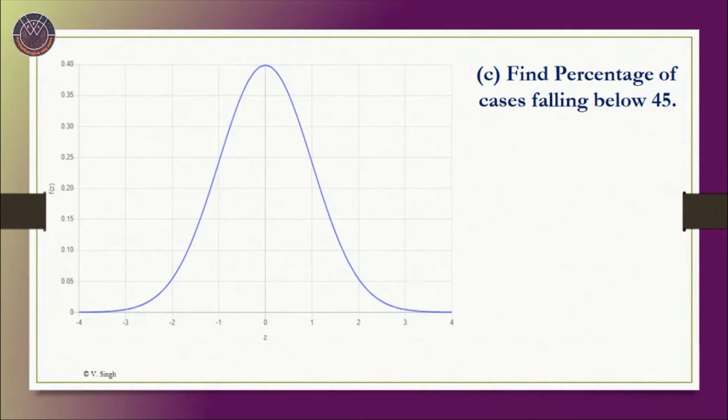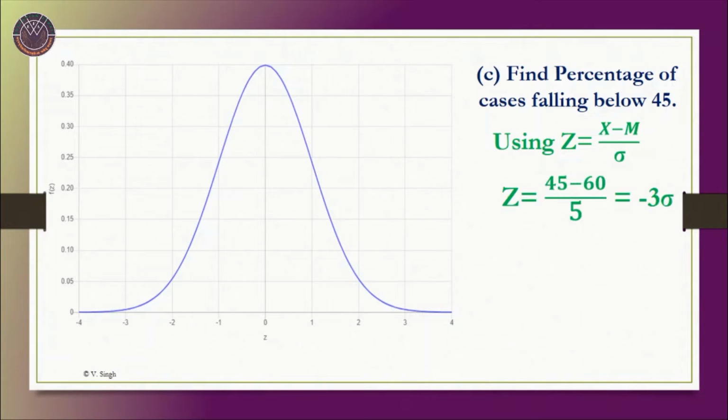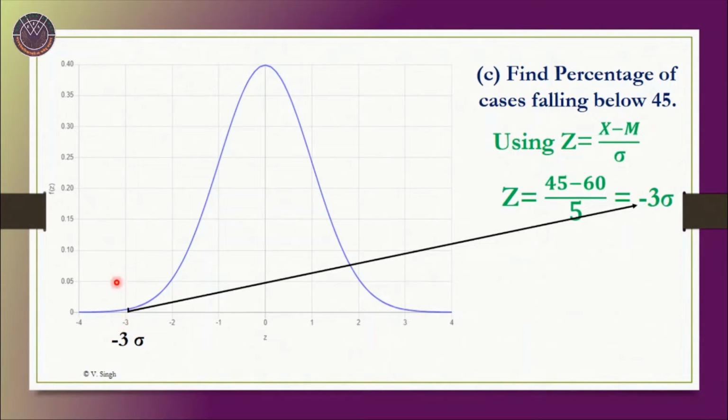Now we will solve the third part of the problem, that is finding percentage of cases below 45. So again we will use the Z-score formula. From the Z-score formula, when x is 45, mean is 60 and sigma is 5, we have Z equal to minus 3 sigma. So if we want to see this minus 3 sigma on the graph, we can see that it lies here at this particular point. So we have to get the number of cases below this point.